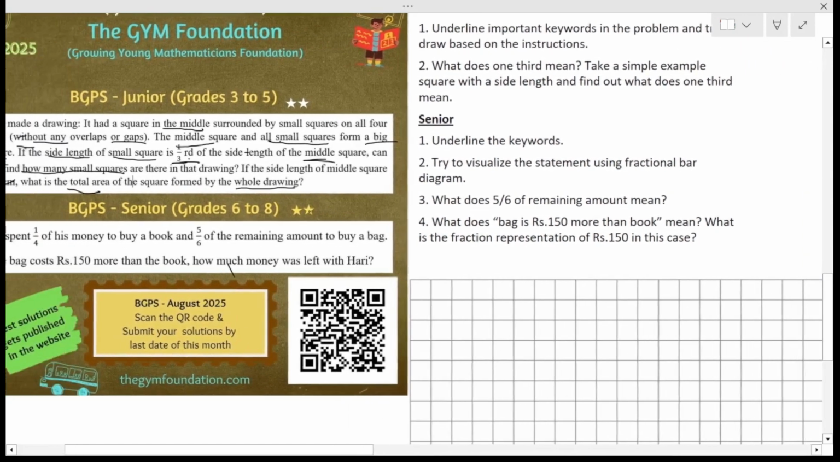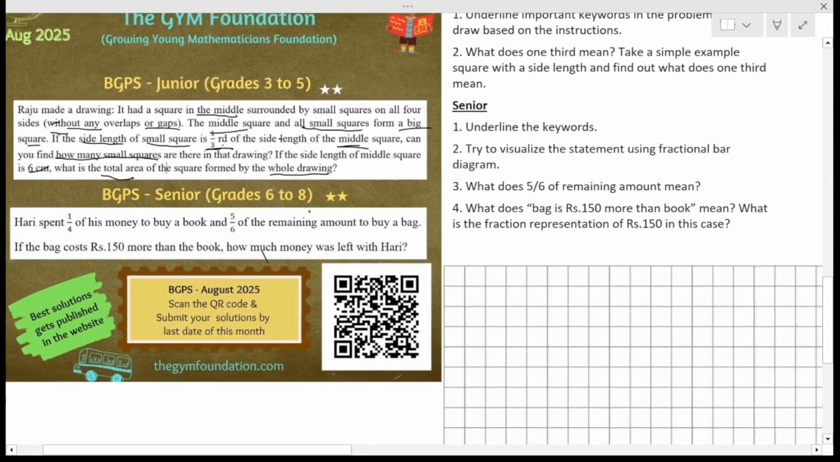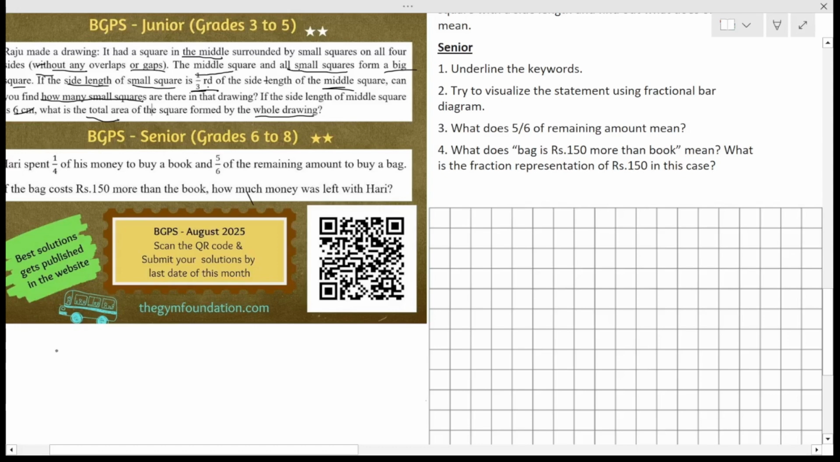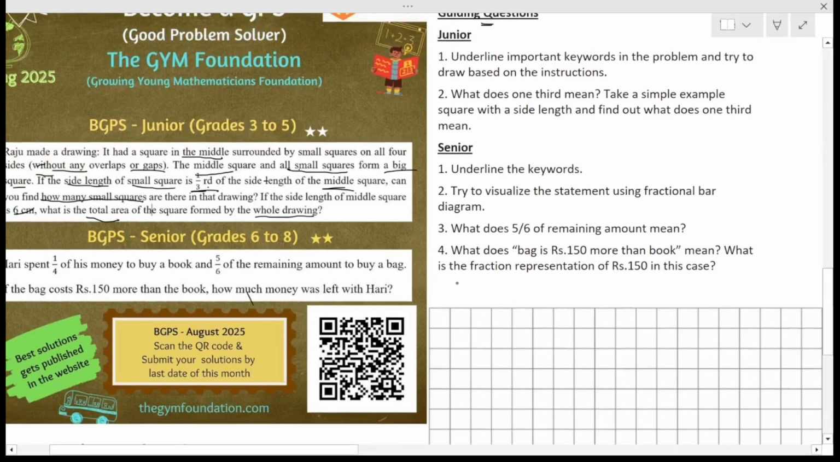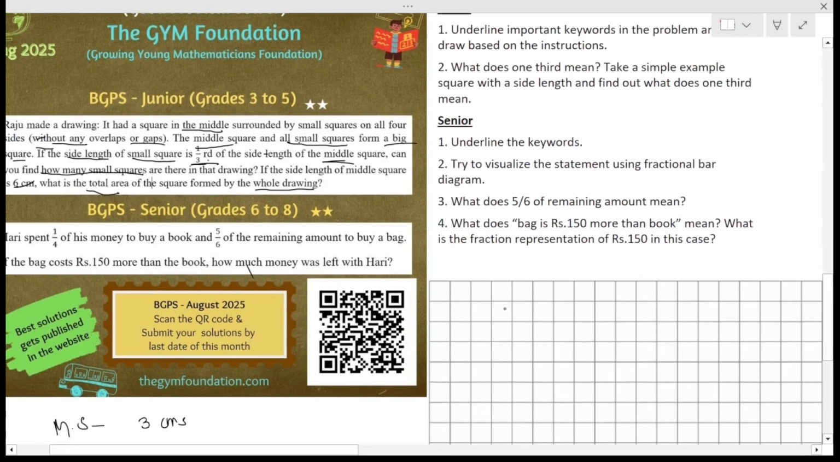Whenever you work on such problems, taking small examples will help you very well. For example, if the middle square's side length is 3 centimeters, then what would the small square's length be? The small square is 1/3 of the middle square's length, so 1/3 of 3. How do you find 1/3 of 3? 1/3 times 3 is 1 centimeter. So if the middle square is 3 centimeters, the small square's side length will be 1 centimeter. That's what 1/3 would mean. We have taken a simple example and understood it. Maybe let's try drawing it first.